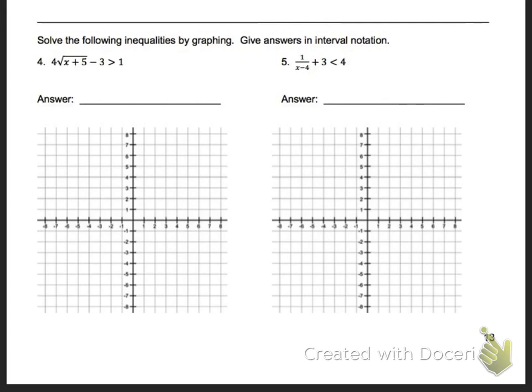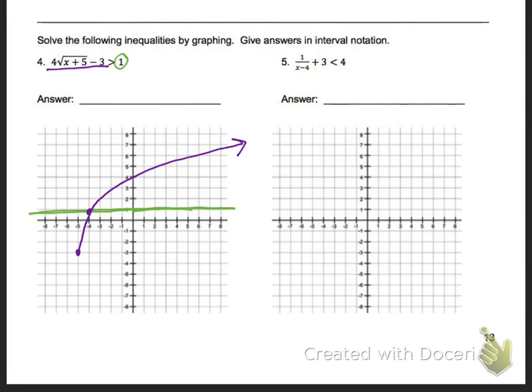Okay, number 4. We're going to plot the line y equals 1 first. And then we're going to graph the absolute value. So it's going to go left 5, down 3. And from here, I've got a slope of 4. So I'm going to go up 1, 2, 3, 4 over 1. And absolute value graphs kind of do that, remember, like a hill.